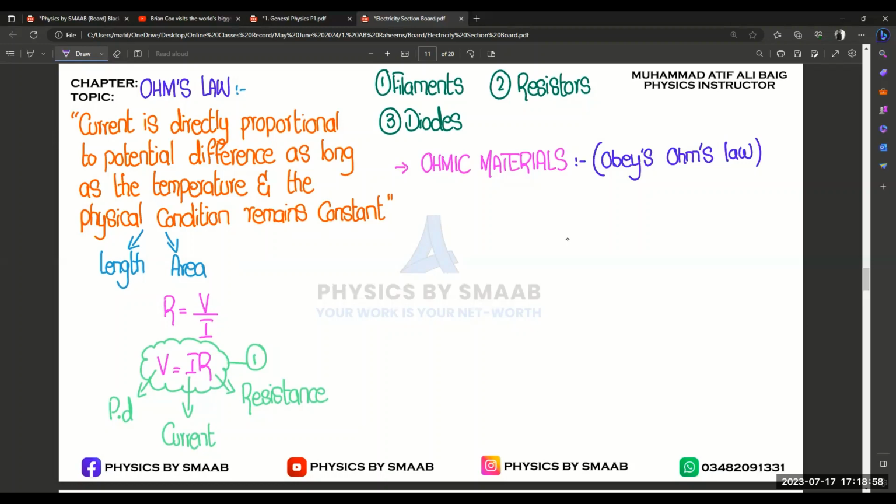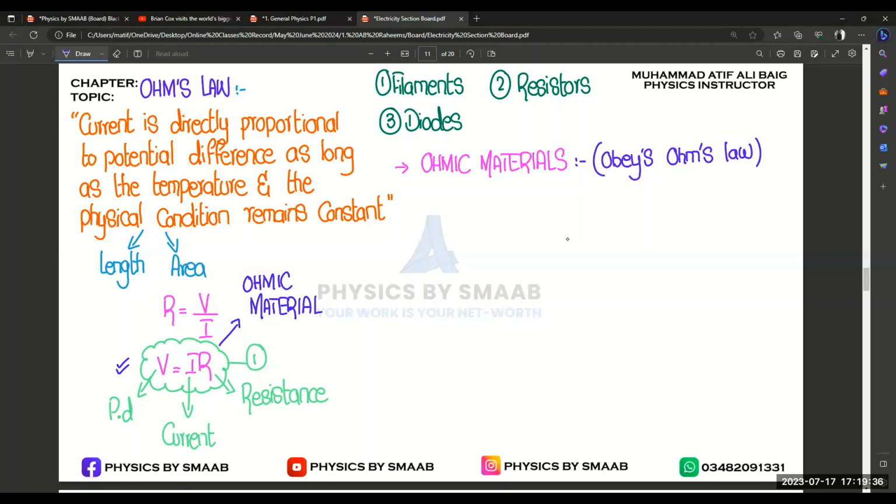So if we talk about ohmic materials, they are completely based on Ohm's law, and we use the simple equation V equals IR for ohmic materials. This equation is for ohmic materials. We are not going to use this equation for variable conductors or variable resistors. We are not going to use this equation for non-ohmic materials. So non-ohmic materials are filaments, diodes and resistors. So we need to talk about these things.